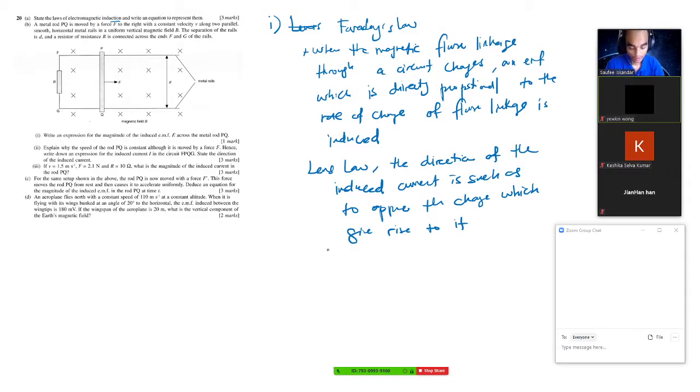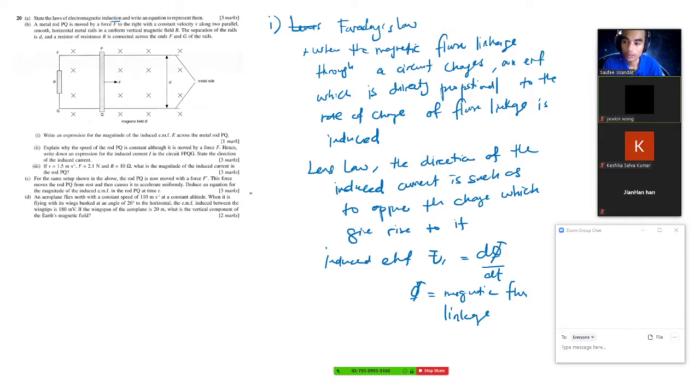So the EMF, E, will be d flux over dt, where phi is the magnetic flux linkage. Okay, now we have already done number one, with 3 marks.